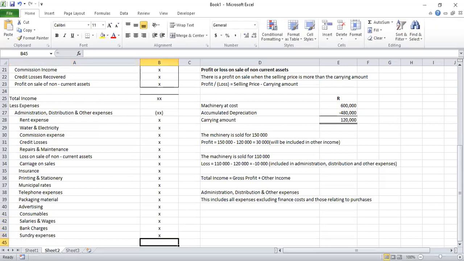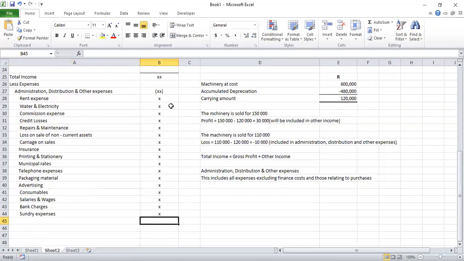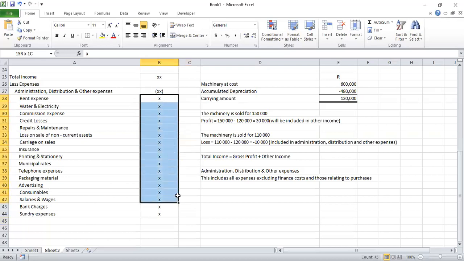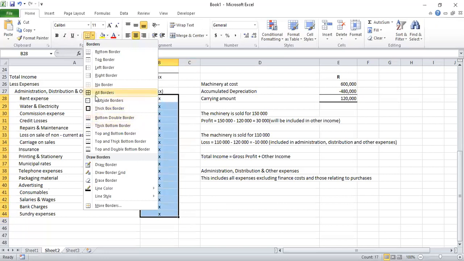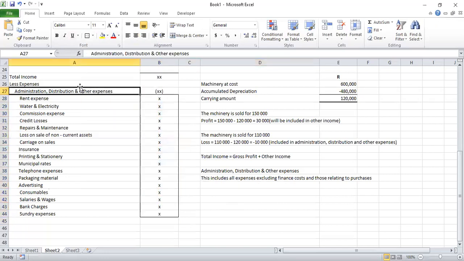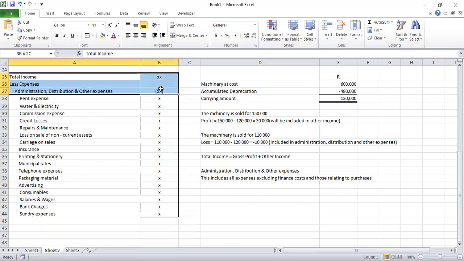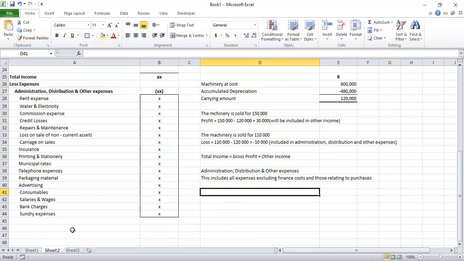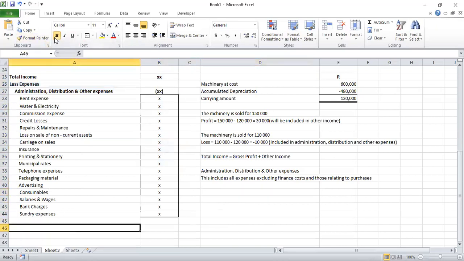Right. We can go on and on. So these are all these expenses, all other expenses except those that are included in purchases and those that are included in finance costs. We call them administration, distribution, and other expenses. Then we have finance cost.